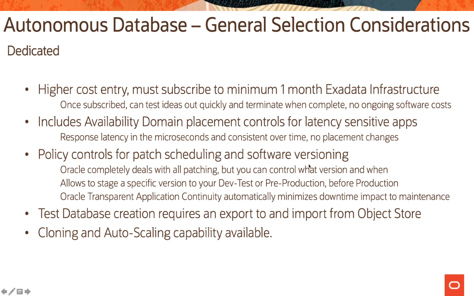Policy control for patch scheduling and software versioning is different than serverless. Oracle completely deals with all patching, but you can control what version you want and when to apply those changes. So it allows you to stage a specific version to your dev test or pre-production, before production. Transparent application continuity automatically minimizes any downtime impact from maintenance. Test database creation requires an export and an import from object storage, because that is the way you are able to bring any database to autonomous as of today. Cloning and auto scaling capabilities are also available.